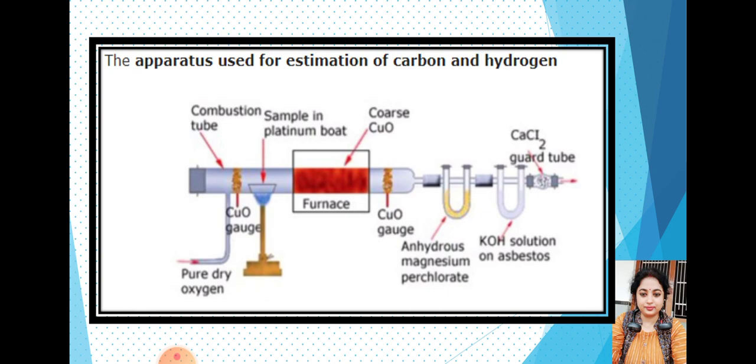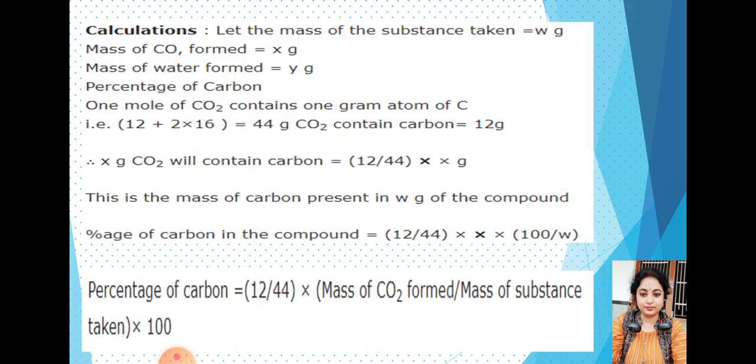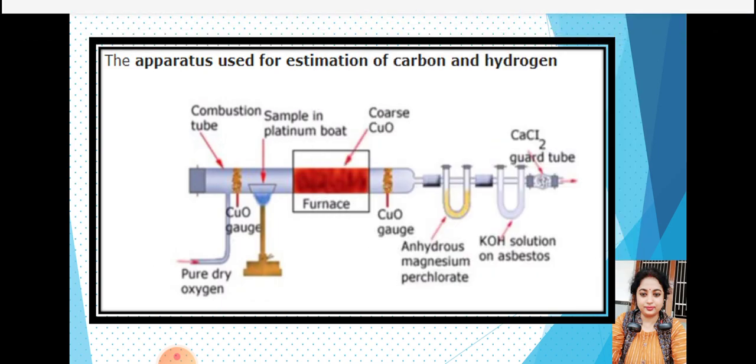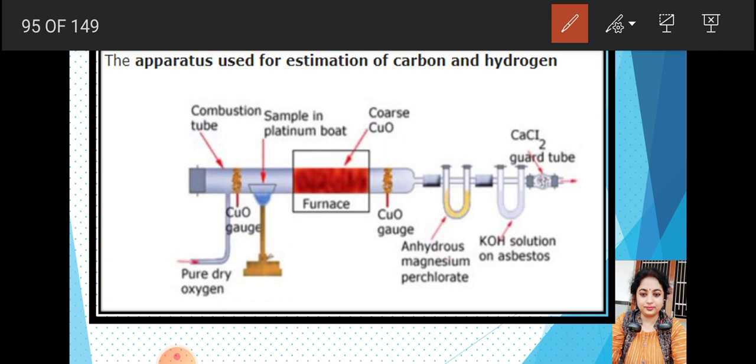Concentrate on the apparatus setup. Actually it consists of 3 units. The complete setup is here in front of your screen. The 3 units are: number 1, oxygen supply; number 2, combustion tube; number 3, absorption apparatus. So number 1, oxygen supply. The oxygen is coming from here.